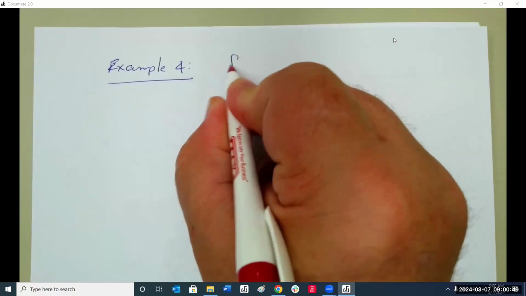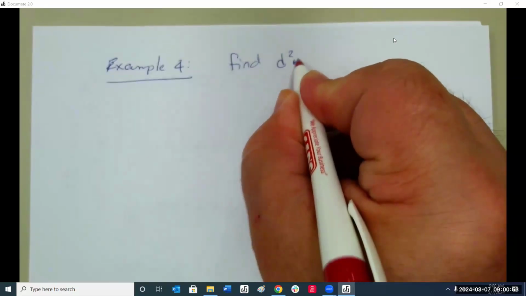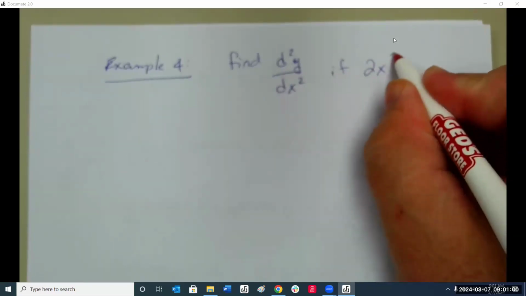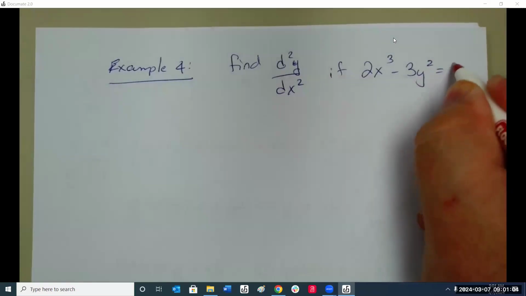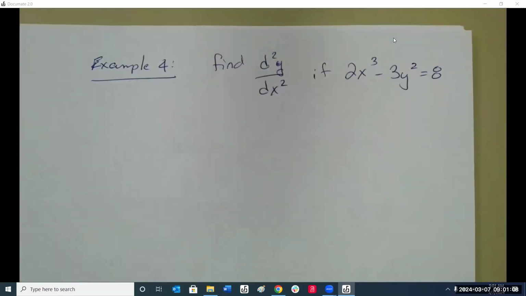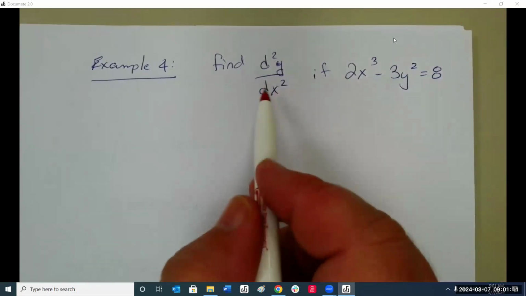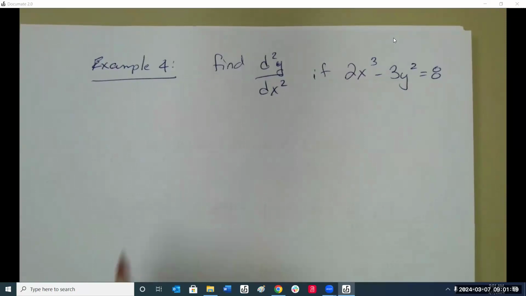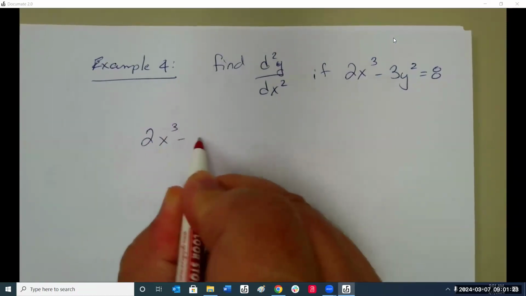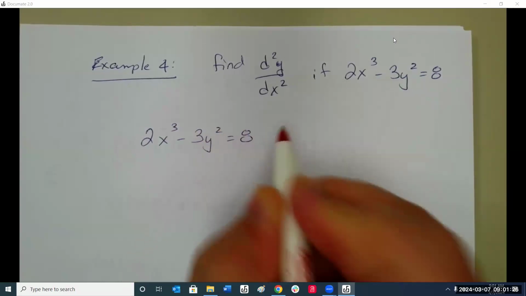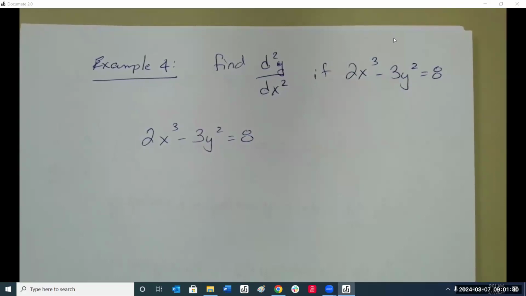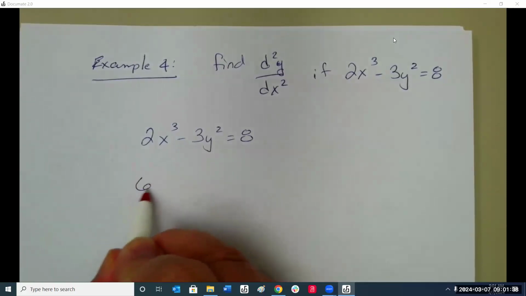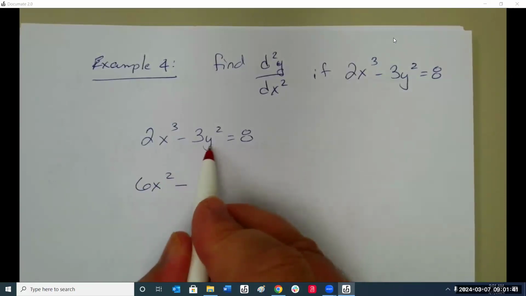It says if 2x cubed minus 3y squared equals 8. What is this one asking for? The second derivative, right? The derivative of the derivative. And I'm glad you put it that way, because we have to make sure we look at it that way. It's a derivative of the derivative. So let's do each part. What's the derivative of this first part? 6x squared. And this one?